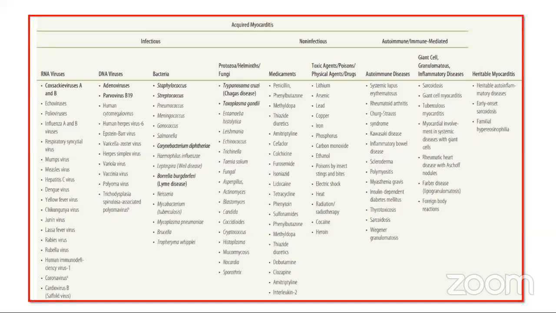There are many, many causes of acquired myocarditis. It may be infectious, and viral is the most common. Viral myocarditis, the most common being enterovirus, adenovirus, parvovirus B19, human herpes virus 6. Bacteria may cause myocarditis, as well as protozoal and helminthic causes, like Chagas disease, which we will discuss in detail, or non-infectious causes like toxins, such as chemotherapy, or autoimmune-mediated causes like systemic lupus erythematosus and rheumatoid arthritis. It's a really big list of causes.